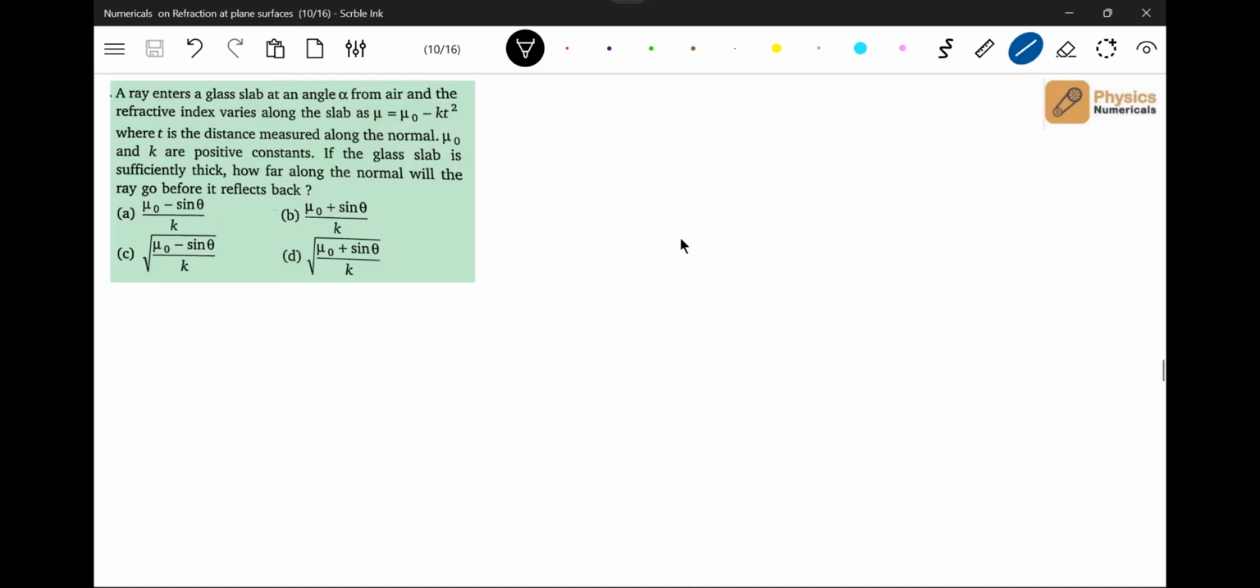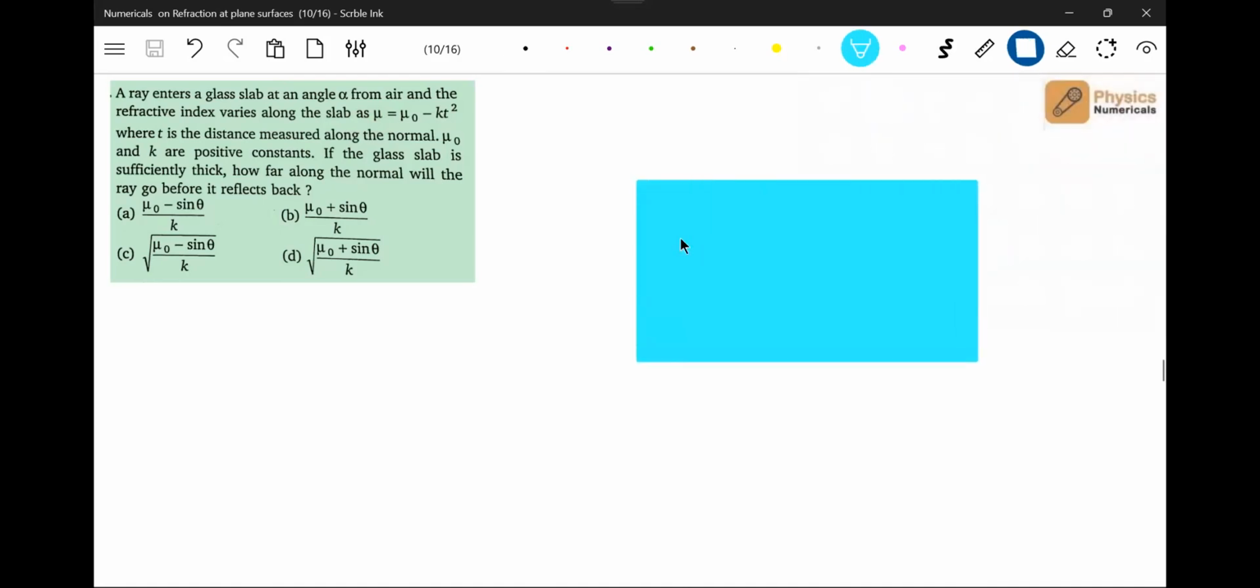Sir, can you give me the diagram? Okay, let's do one thing. We'll try with the diagram. A ray enters a glass slab.